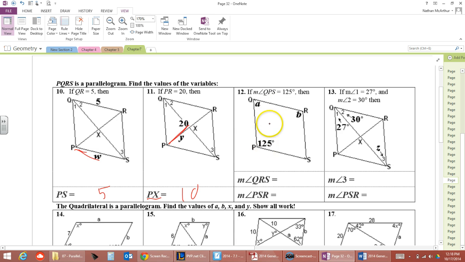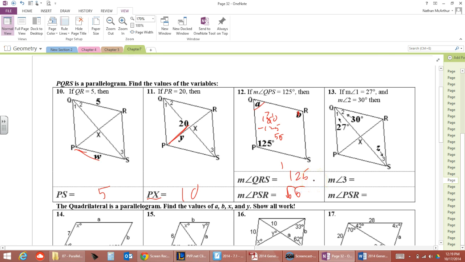So over here, I say we got to find these angles. If this is 125, well, I know that B is 125, but that is angle QRS. So I say this is 125. Now A has to add to be 180 with these two values. So I say 180 minus 125 gets me 55. So I know this value here is 55.